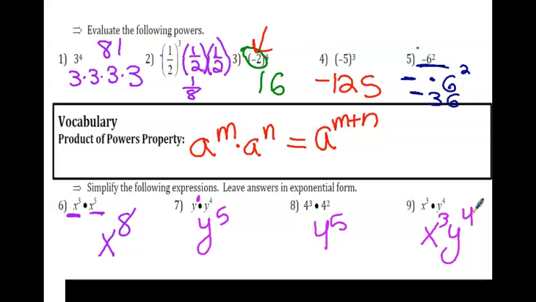Okay, so let's go back to number 8. We are not multiplying the 4's together. It is not 64 to the 5th. No. We are adding how many 4's I have together. The 4 is actually the base. Number 9 was a trickster. They are not the same base. So then there's nothing to do for that problem.